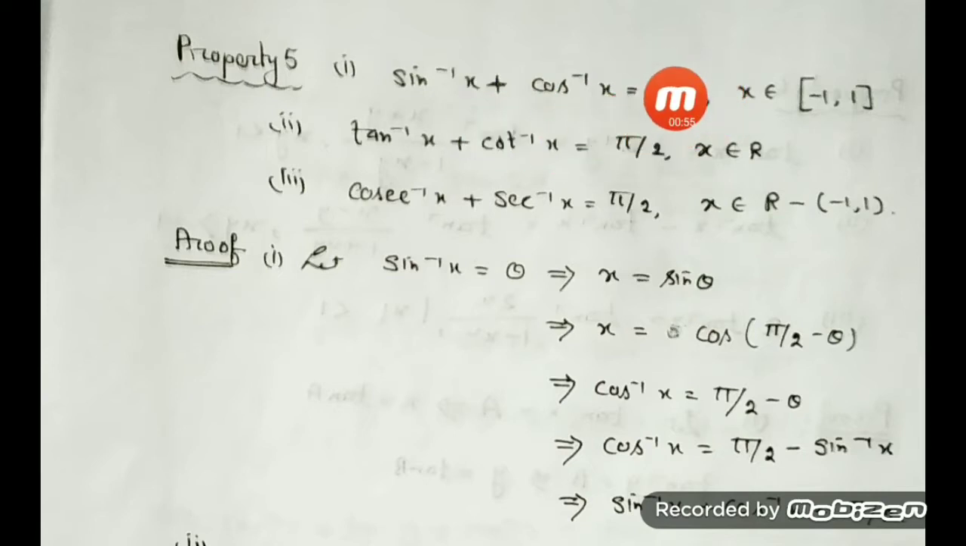Then the answer directly we can write down pi by 2. For example, if this is some value and this is also the same value, the answer will be pi by 2. Say it is 45 degrees, and this is also 45 degrees, your answer will be pi by 2. Directly you can apply this. Let us prove this property now.